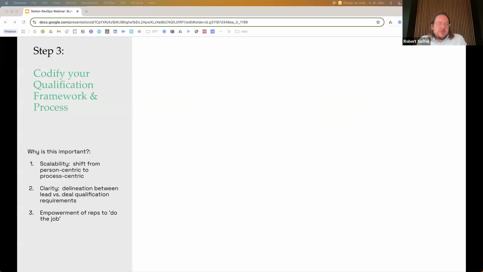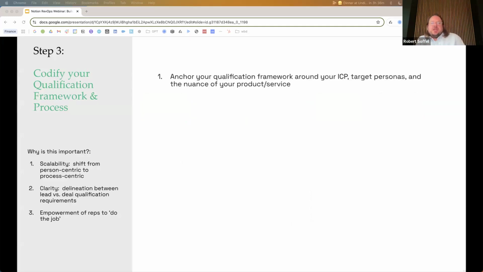The next up, or step three, is codifying your qualification framework. This one's a big one for me because it often gets overlooked. But first principle is anchor that framework. This isn't rocket science here, but anchor your framework around your ICP, around your personas, and around the nuance of your product or service that you're selling. That information, once it's on the sheet of paper or the whiteboard, wherever it might be, you should use that to then formulate your qualification questions, right? So who are prospects? What do they care about? How do they fit with our product? Get that on the sheet of paper and then formulate your questions from there.